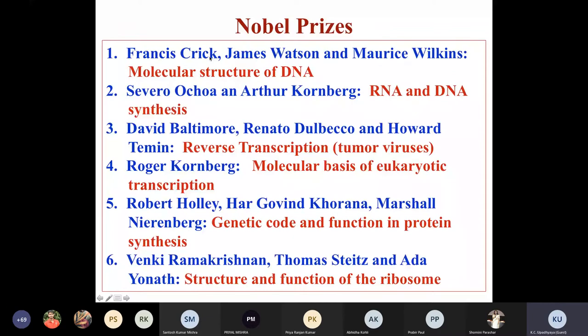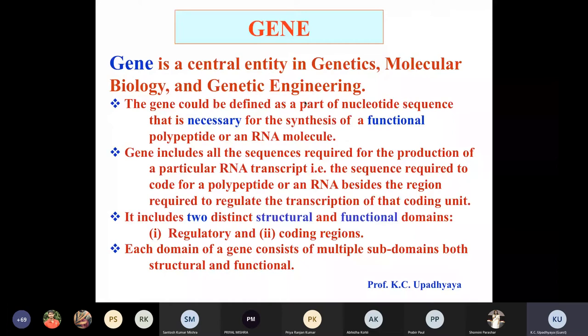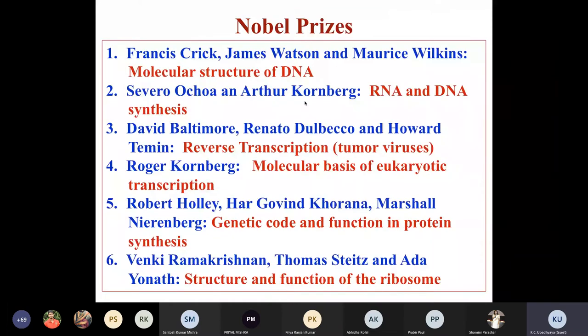For the DNA synthesis, RNA and DNA synthesis, Severo Ochoa and Arthur Kornberg received the Nobel Prize. I have not listed the years here, because there is always a gap after a discovery, and you have to wait several years before whatever has been postulated or discovered is proven to be correct. So it takes time before Nobel Prizes can be awarded.